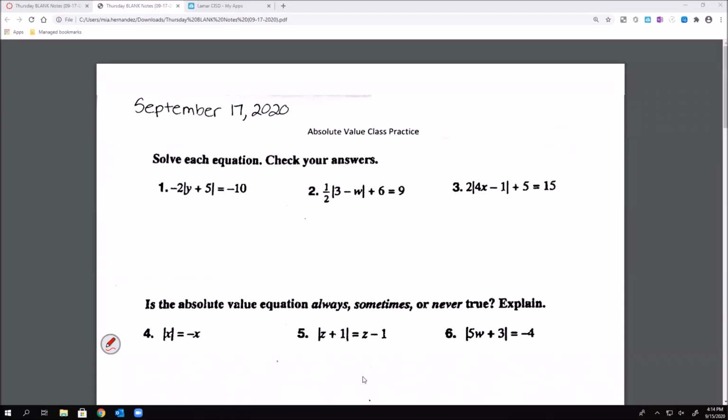Welcome back to another day of notes. We're going to go over kind of everything we've done. So our absolute values, our inequalities, our absolute value plus our inequality. And this time we're also going to add on a few word problems.